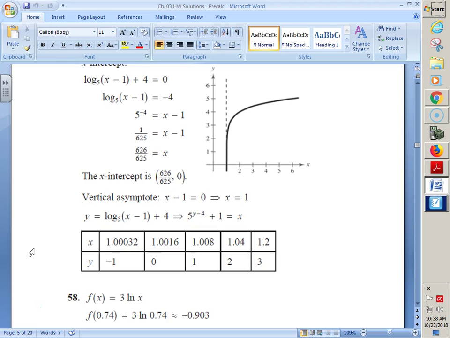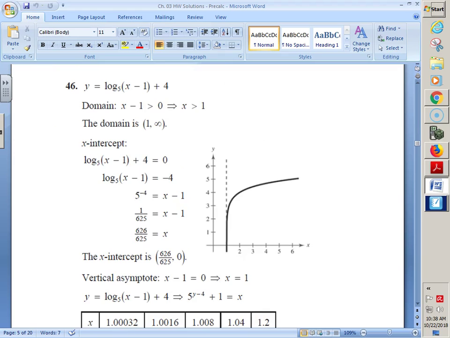But some of you might have just taken your representative points from the original logarithm and then shifted it. How would the shifts have worked, guys? Couldn't you have just shifted the original parent function? Where'd this guy go? 1 to the right and then up 4. Good.